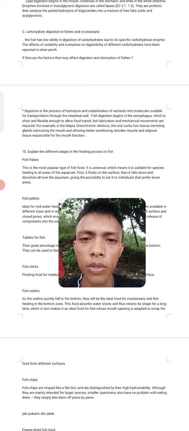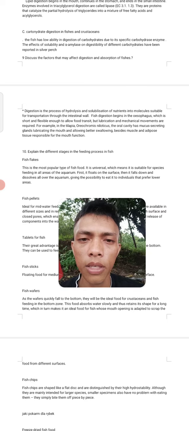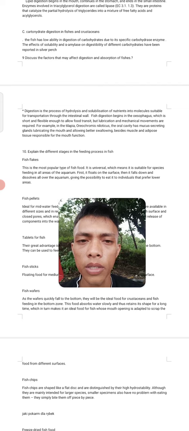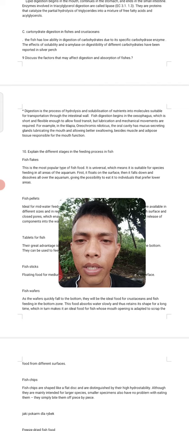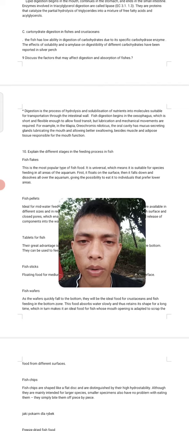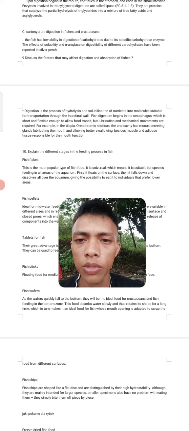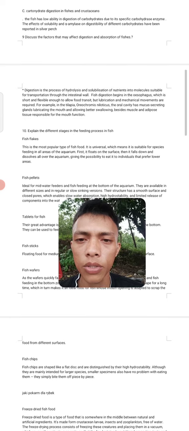Oreochromis niloticus, the oral cavity and mucus secreting glands lubricate the mouth, allowing better swallowing, besides muscles and adipose tissues responsible for the mouth functions.